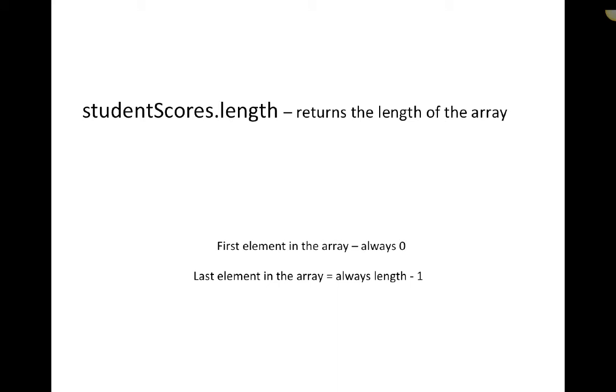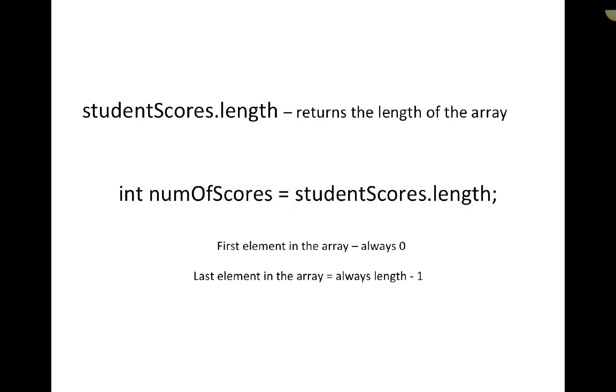Arrays have a special property called the length. You use the name of the array .length and it will return how many elements are inside of the array. With that knowledge, you can find out what the first and the last element in the array is. The first element in the array is always 0, and the last element in the array is always the length minus 1. We can capture the length of the array inside of an int variable, and with that we can use it as a loop control variable or to reassign certain positions inside of the array.